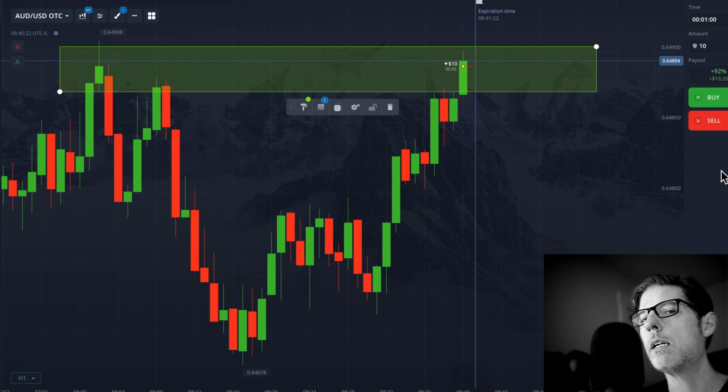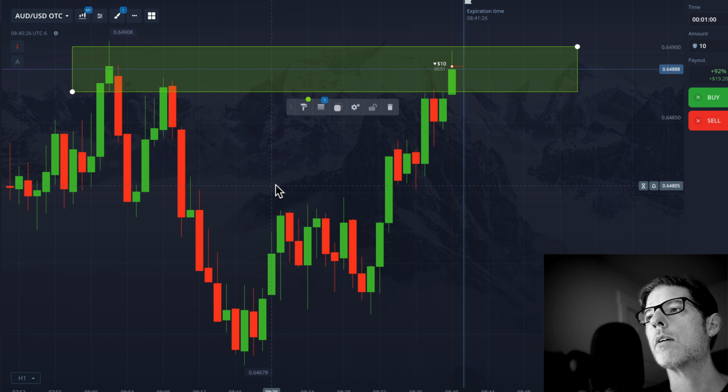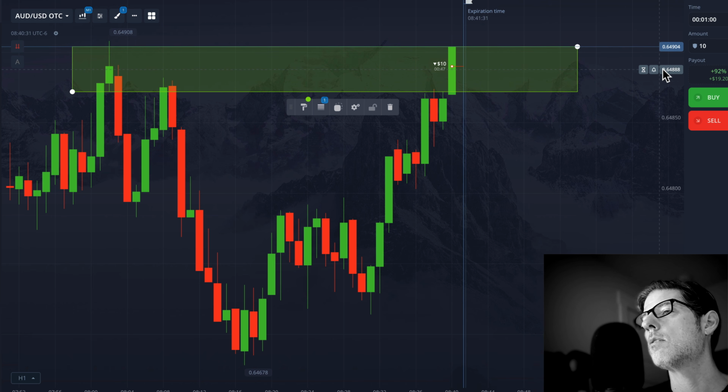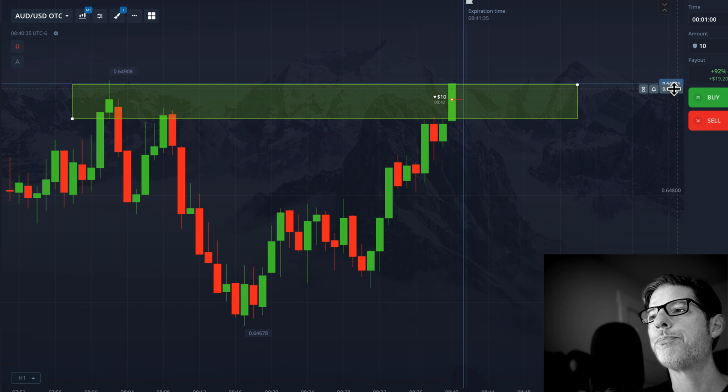Now we've got a whole minute here, 1 minute expiry, guys, to see if this rejects off of this area. Now this could totally break through, right? It could totally go through and just bust right through this. And so let's just go ahead and wait this out.